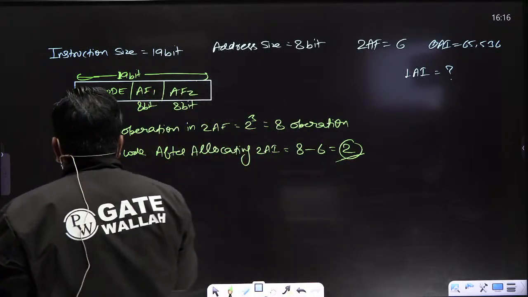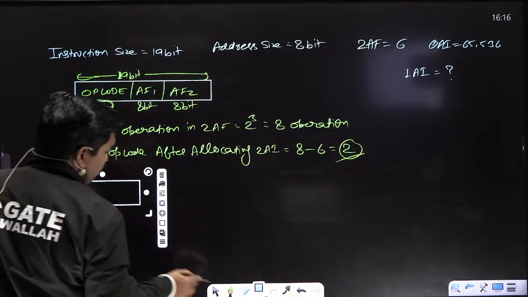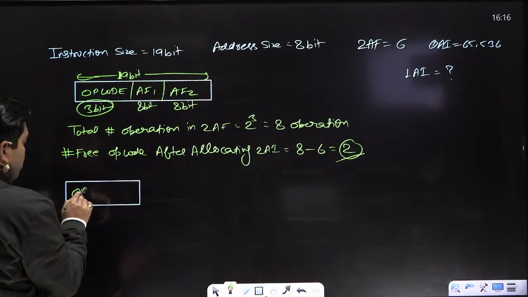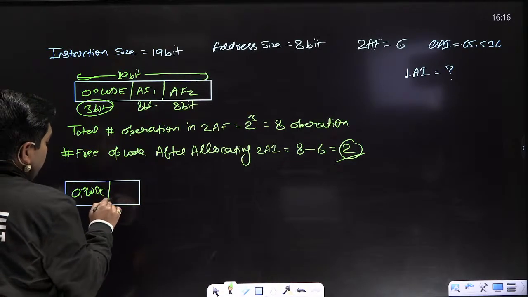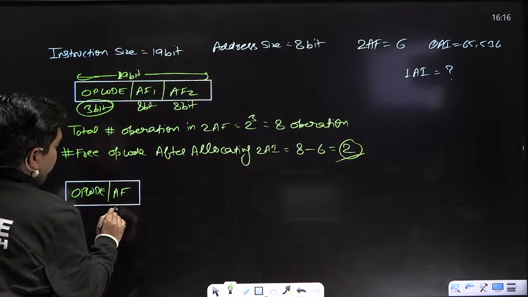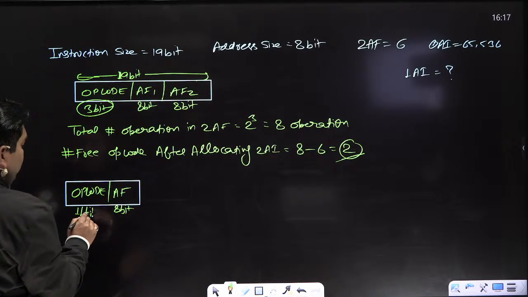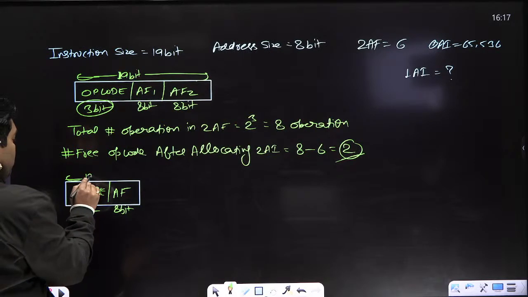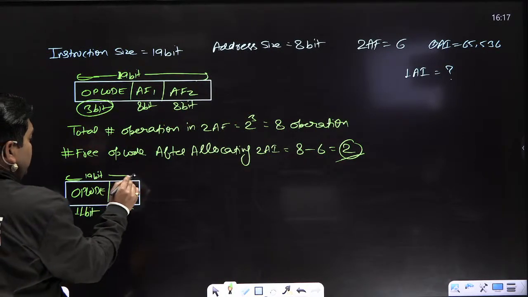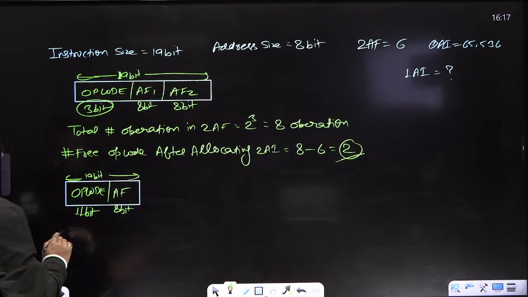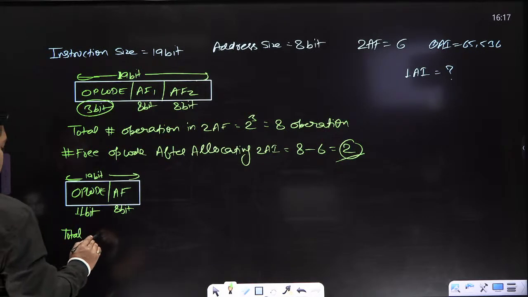Now we have to see for the one-address format. So opcode and only one address field of 8 bits. So if it is 8 bits, then the opcode will be 11 bits. Total is 19 bits, na. Now total number of operations is how much?